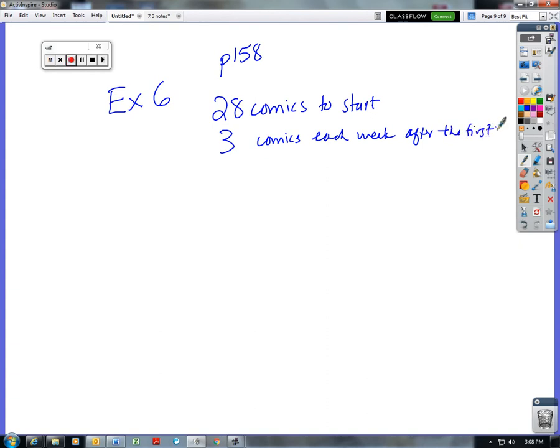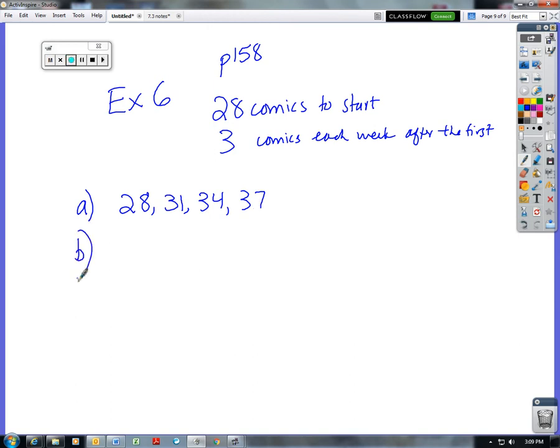And the first question is, find the total number of comic strips sent after 1, 2, 3, and 4 weeks. So after the first week, there are 28 comics. Then after the second week, this is the total number that the newspaper has. They've got the first 28 plus the next 3, so that's 31. And then the next week there's 3 more, so that's 34, and then 3 more after that, 37. And have I gone far enough? Yeah, 1, 2, 3, 4 weeks. So that answers that question.